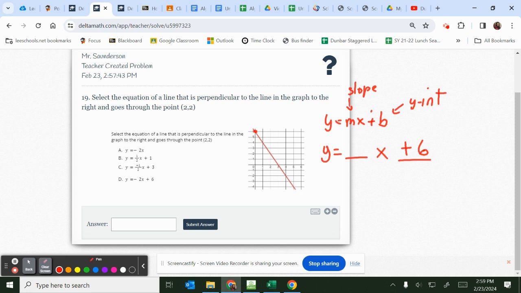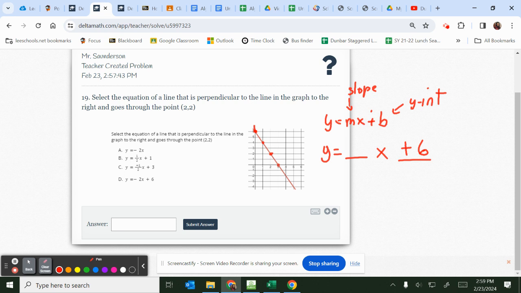So I need to go from one solid dot to another solid dot. This y-intercept is a solid dot. Right here is also another solid dot, and right here is also another solid dot.